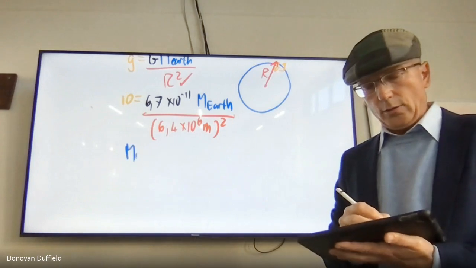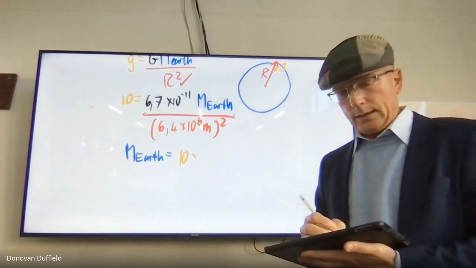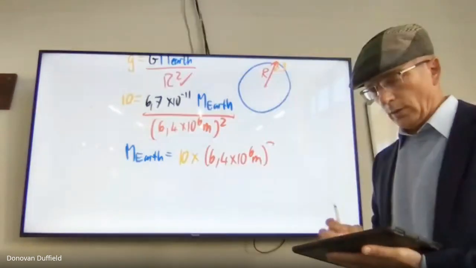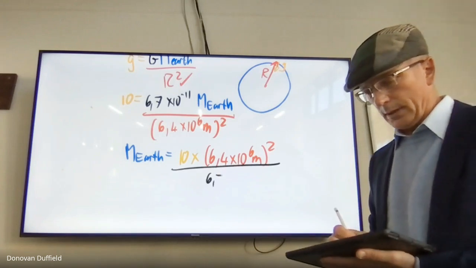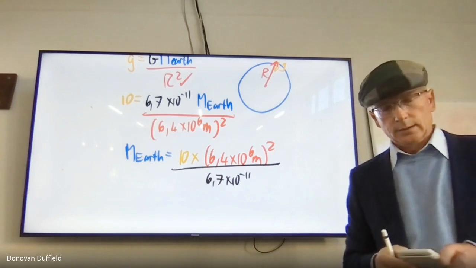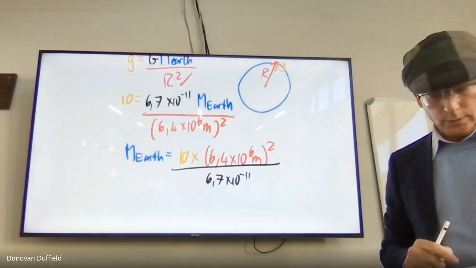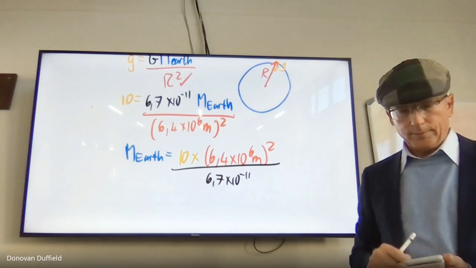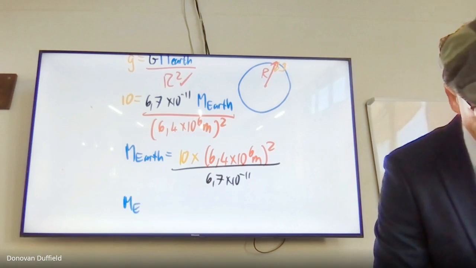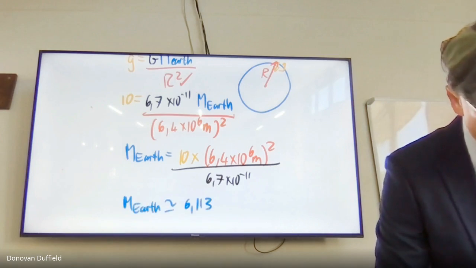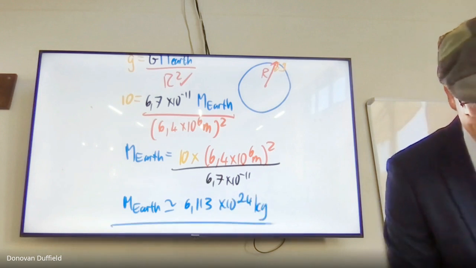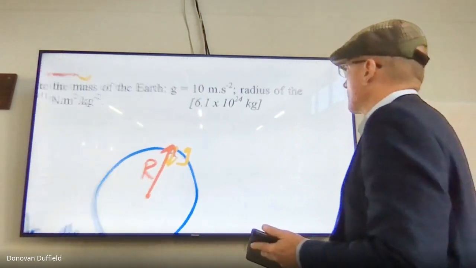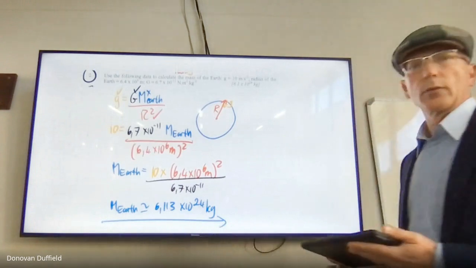So the mass of the Earth is going to equal 10 times 6,4 times 10 to the 6 meters squared, divided by 6,7 times 10 to the negative 11. All right, 10 times 6,4 times 10 to the 6 squared, divided by 6,7 times 10 to the negative 11. And that gives us that the mass of the Earth is approximately 6,113 times 10 to the 24 kilograms. You'll see that the answer that they've given us is 6,1 times 10 to the 24, but they were rounding off to one decimal place. We round off to 3.